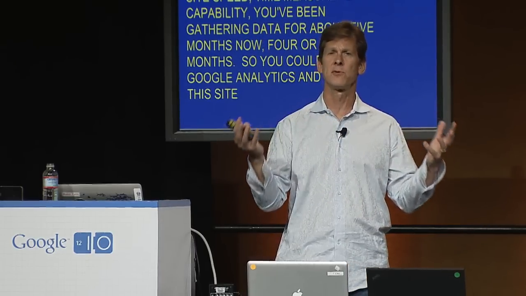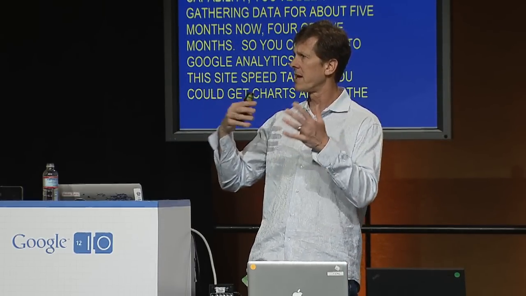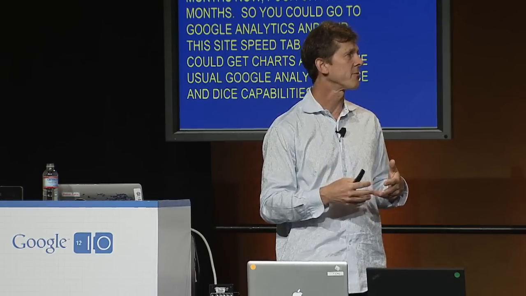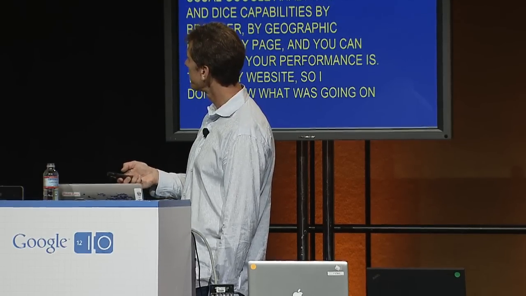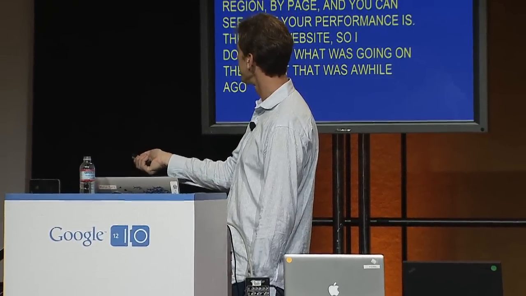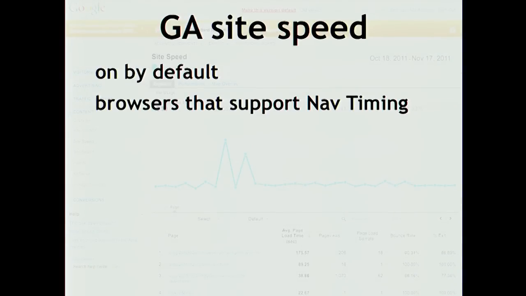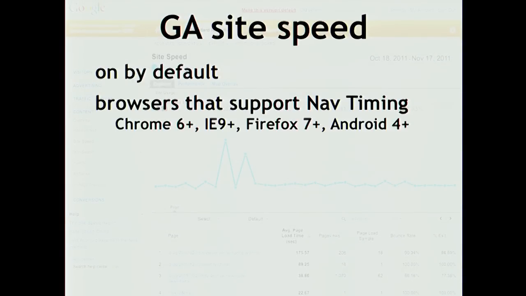And so you could go to Google Analytics and find this site speed tab, and you can actually get charts. And it's the usual Google Analytics slice and dice capabilities by browser, by geographic region, by page. And you can see what your performance is. This is my website, so I don't know what was going on there. But that was a while ago. See, now it's fast. Well, in November it was fast. Thank you for that. I appreciate it. So now it's on by default. Oh, it's only in browsers that support nav timing. So we really need mobile browsers to start supporting this more.